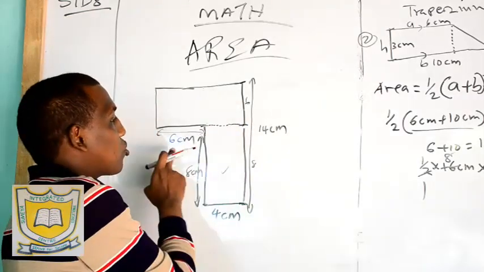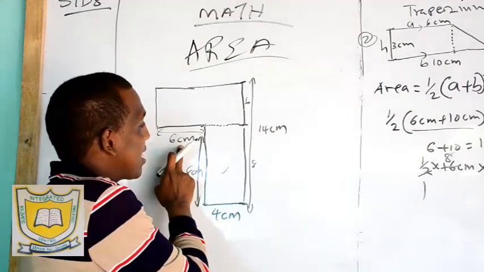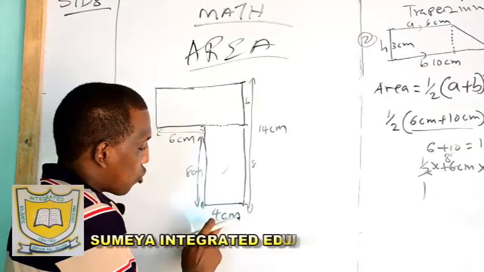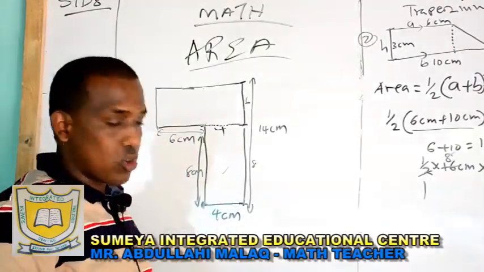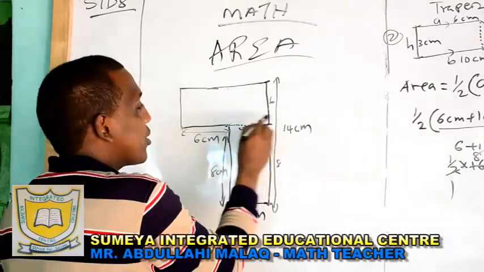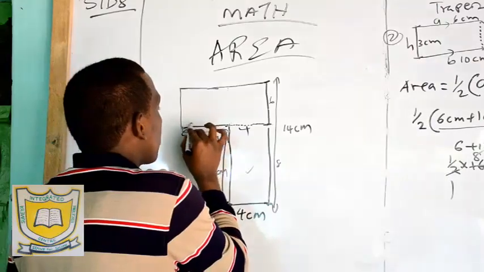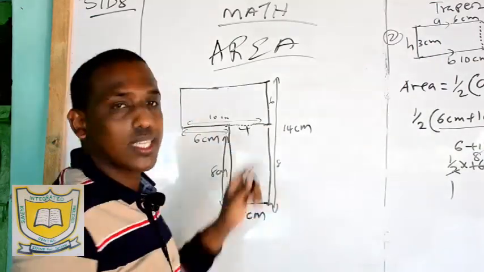So let us go back to this one now. This line, from here to here, it's 6. And from here to here is 4. So here is 4, here will be 4. So the whole of this line now, from here to here, will be 6 plus 4, 10. So the whole of this line now will be 10. That's how you get it.